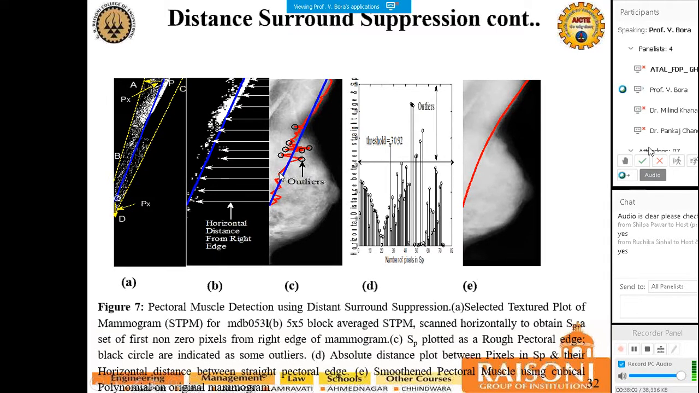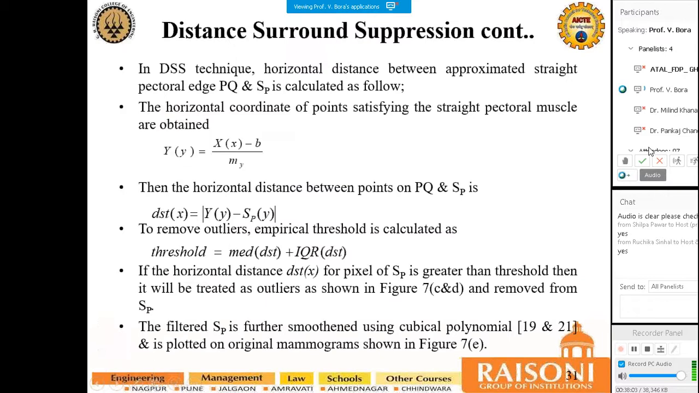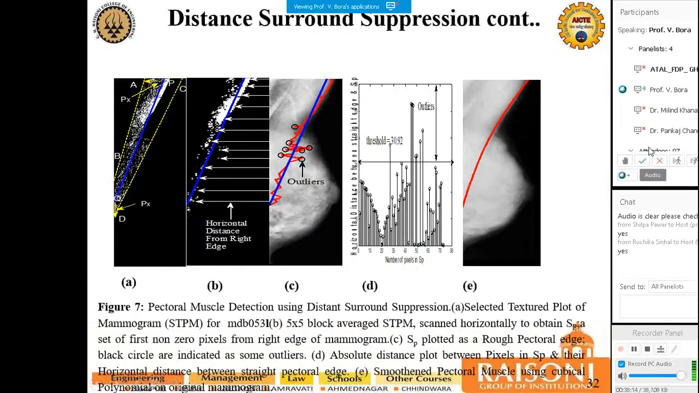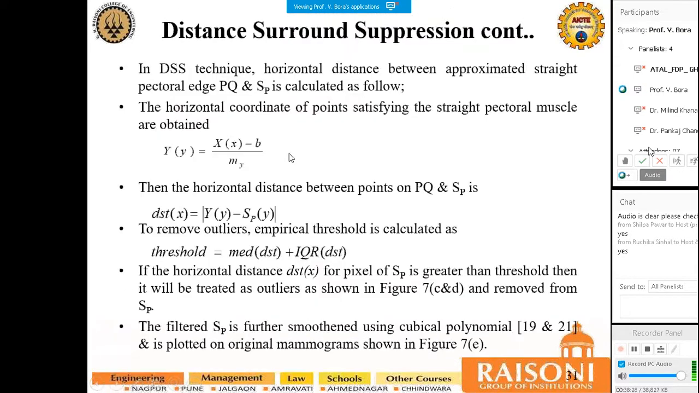So here, what we have obtained is the horizontal distance between the point on PQ and SP. What does it mean? This is your PQ line, the blue line. And your SP set, these are the pixels of your SP set. We have obtained this distance between blue and red, this SP distance, DSP. We have calculated this DSP here. This distance was calculated.